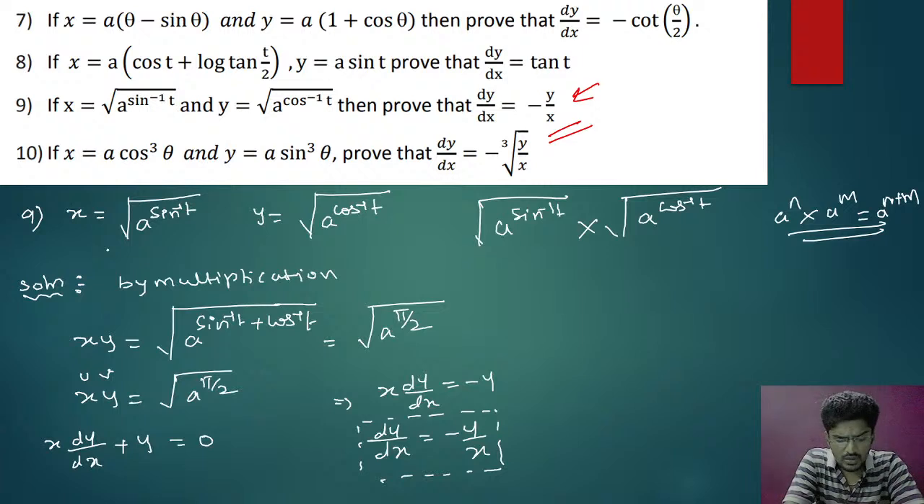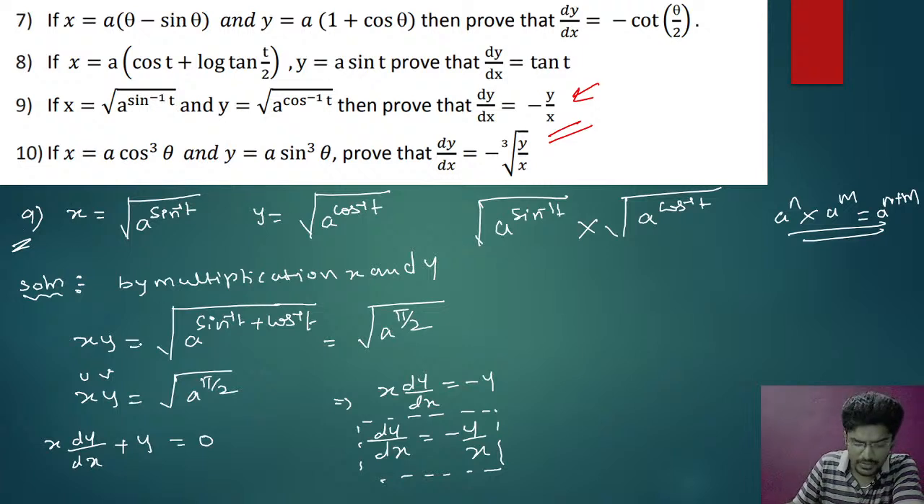So now quickly tell me, if you want the ninth problem, you just see here. You write the x value, you write the y value which are given in the problem. You multiply these two, multiply x and y. So x into y will be xy. On the same way, you can multiply root of a to the power of sin inverse t into root of a to the power of cos inverse t. Multiplying LHS into LHS, RHS into RHS.